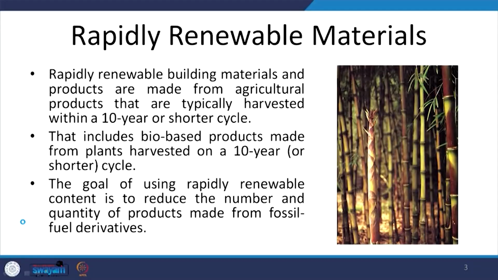So what is a rapidly renewable material? It is a building material which is made from agricultural products that are typically harvested within a 10-year or shorter cycle. So wood which is produced from hard grown timber, which takes around 20 to 25 years to fully grow, does not come into rapidly renewable material. Though it is renewable, it is not rapidly renewable.